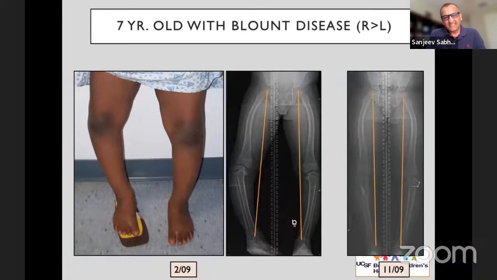Now, here's another case which is really humbling for me. A 7-year-old with early onset Blount's, right worse than left. And I think we did a guided growth on the left. And then on the right, we did an osteotomy with gradual correction. And a few months into it, he was starting to correct the left side and the right side recurred.